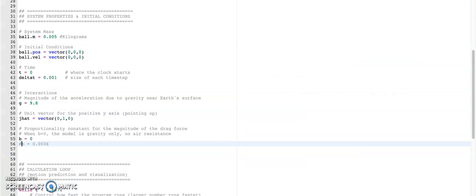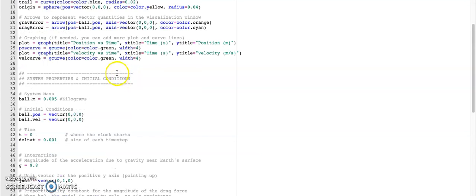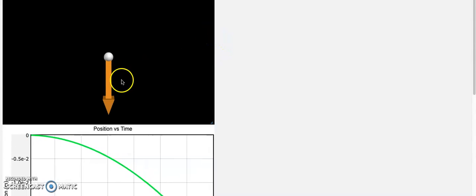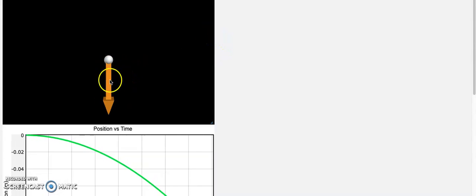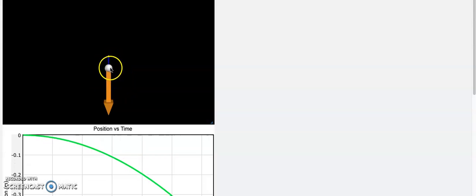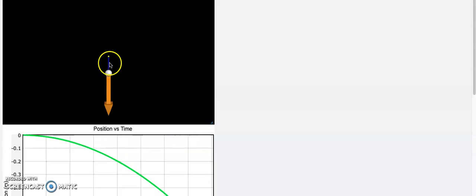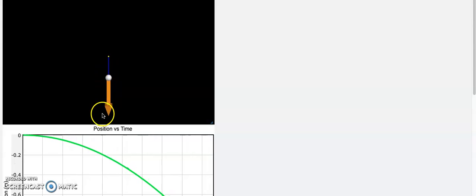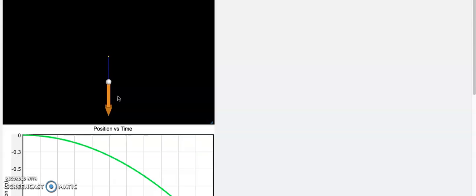So let's look at the model. So here's the code I mentioned, and we will first look at when only gravity is the net force on the system. Gravity in this case is shown by this vector in the negative y direction acting on the system, which is the ball. And as you can see, as time progresses, the ball will move faster downward, as we can see from the position model.